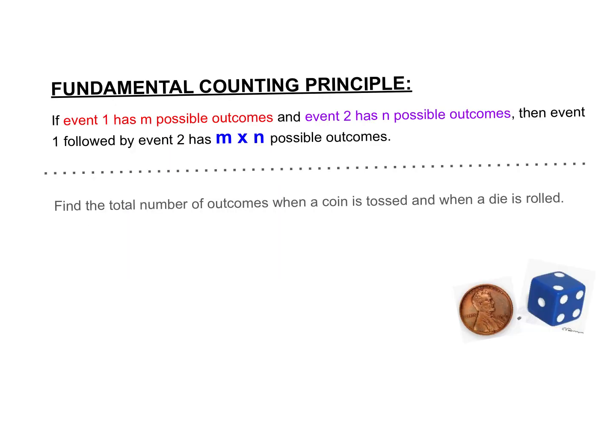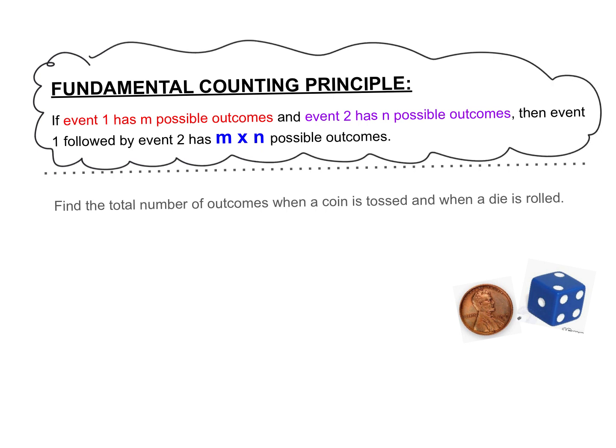Okay, so then we get some situations where even drawing a tree diagram is so much work. So there's something way, way, way simpler, and that's called the fundamental counting principle. And the fundamental counting principle states that if event 1 has m possible outcomes and event 2 has n possible outcomes, then event 1 followed by event 2 has m times n possible outcomes. So what does that mean?